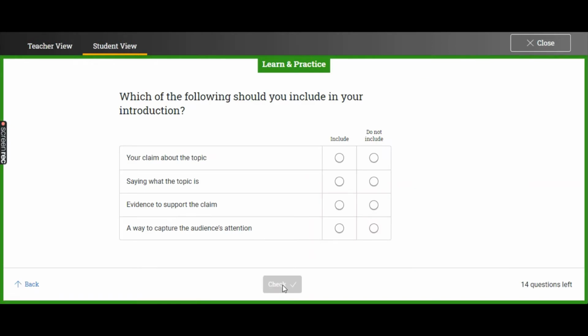Which of the following should you include in your introduction? Your claim about the topic, saying what the topic is, evidence to support the claim, or a way to capture the audience's attention. I'll give you 30 seconds to a minute to answer this portion.